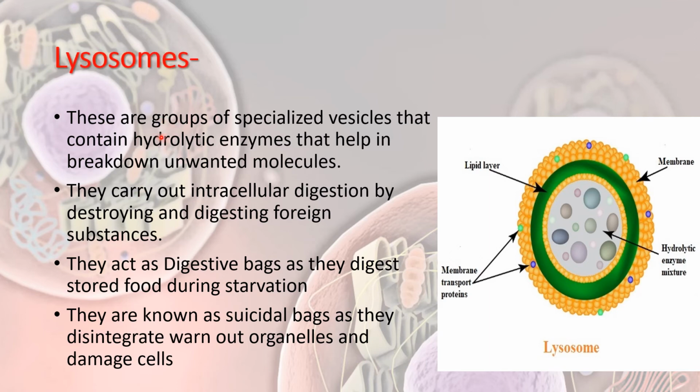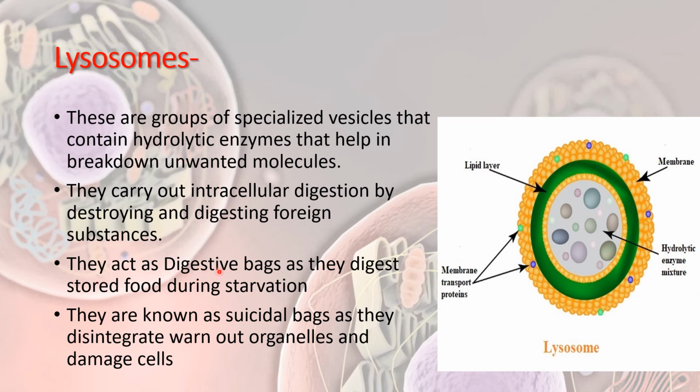They are a group of specialized vesicles that contain hydrolytic enzymes that help in breaking down unwanted molecules. So look at the structure. It has a very simple structure. These are spheres made up of a lipid bilayer, which encloses a fluid that contains a hydrolytic enzyme mixture. They carry out intracellular digestion by destroying and digesting foreign substances. Intracellular means within the cell. Within the cell, if they find any unwanted molecule, they digest it with the help of hydrolytic enzymes.